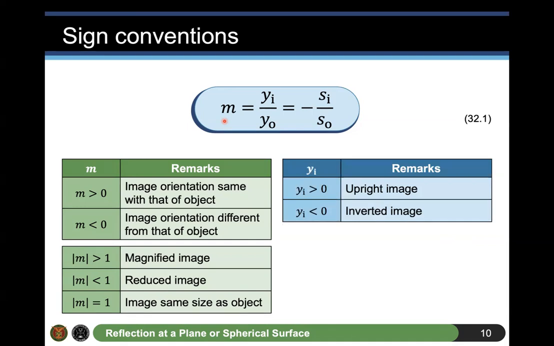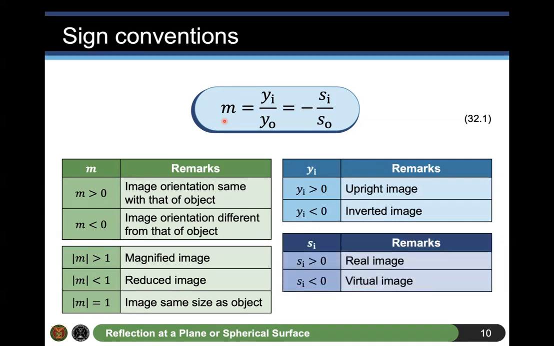For the heights, if the heights we get are positive, that means the image or the object is upright. Negative is the sign convention used if the image or the object is inverted. And then again, if S_I is positive, meaning it forms on the outgoing plane, that means the image is real. If the image forms on the other side of the outgoing plane, then the image is virtual.